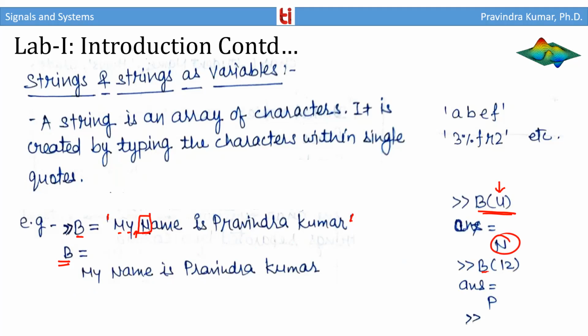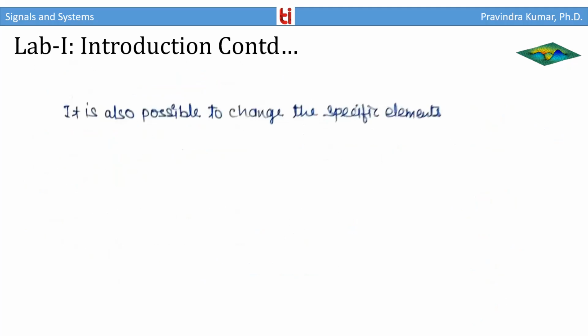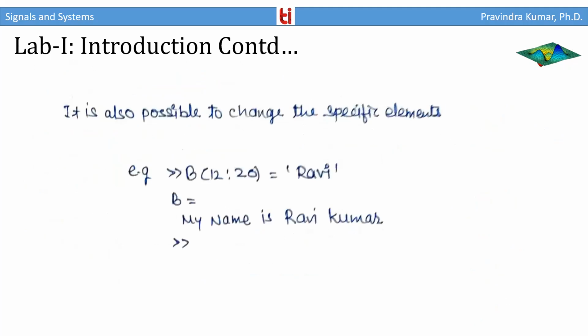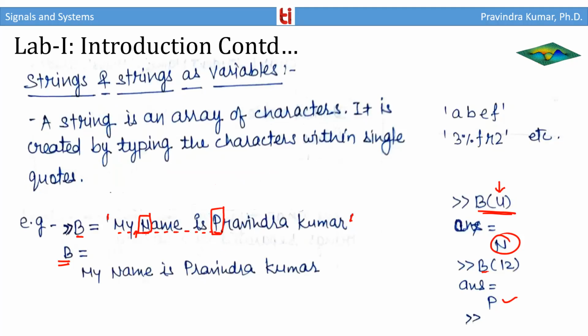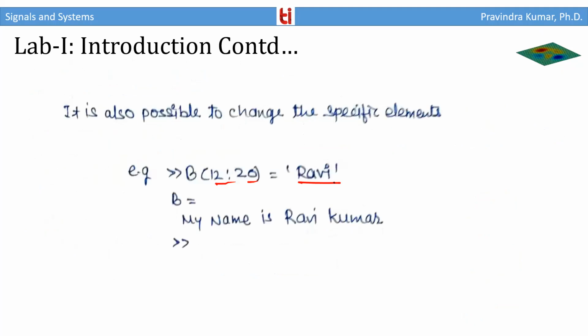And for 12: fourth, fifth, sixth, seventh, eighth, ninth, 10th, 11th, 12th. The 12th is P. So the answer will be P. Now it is also possible to change a specific element or specific word. If I write B from 12 to 20, you can see 12, 13, 14, 15, 16, 17, 18, 19, 20. So select this part which you want to replace from 12 to 20, and I want to replace it by Ravi. So now B will be my name is Ravi Kumar.